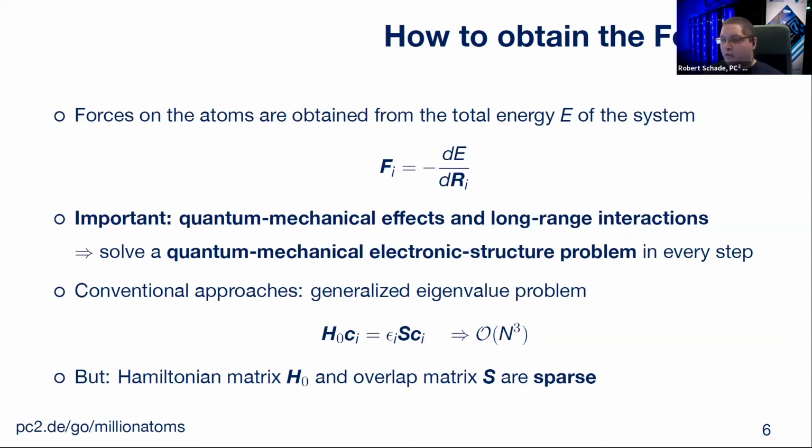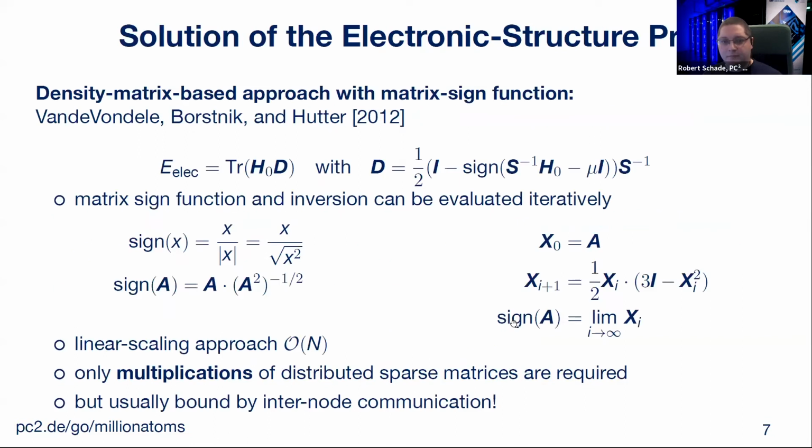However, if we take a sufficiently localized basis set for the representation of our electronic wave functions, we see that the Hamiltonian H0 and the overlap matrix become very sparse matrices. And that's essential for building a linear scaling method. One possible linear scaling method is a so-called density matrix-based approach that employs matrix sign functions. Here the electronic energy, the actually complicated part of the energy, is written just as a trace of the Hamiltonian with the so-called density matrix.